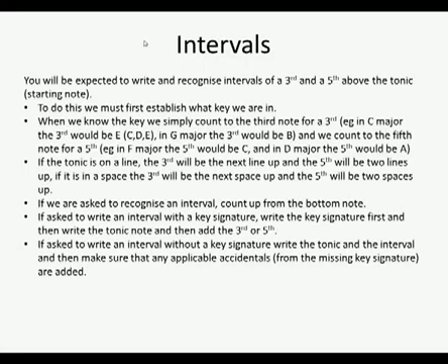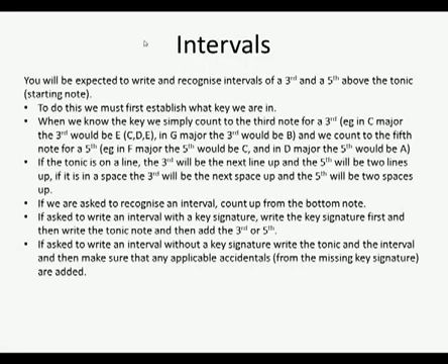When we do know the key, we simply count to the third note to figure out a third. So, for example, in C major, the third note would be E. We'd count C, D, E. Or in G major, the third would be B: G, A, B. And to find out what the fifth would be, we'd count to the fifth note. So in F major, the fifth would be C: F, G, A, B, C. And in D major, the fifth would be A: D, E, F, G, A.